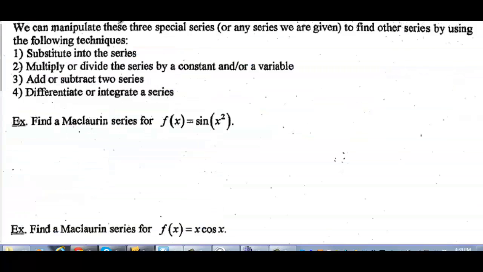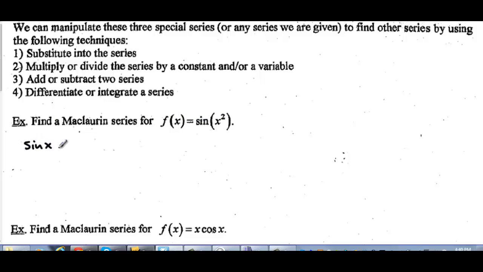We can manipulate these three special series, or any series we are given, to find other series by using the following techniques. We can substitute into the series, multiply or divide the series by a constant and/or a variable, add or subtract two series, and we can even differentiate or integrate a series. Find a Maclaurin series for f of x equals sine of x squared.